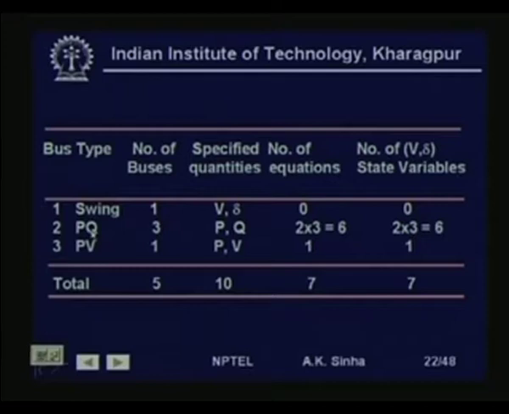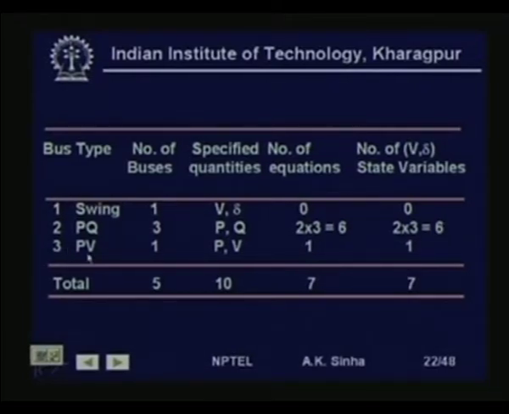For PQ bus, in this case we have 3 PQ buses, and what are the specified values? P and Q at these 3 buses are specified, and we have how many equations? We have 6 equations here, and how many unknowns do we have? We have V and delta for all these 3 buses to be found. So, we have 6 unknowns or 6 state variables which need to be found out.